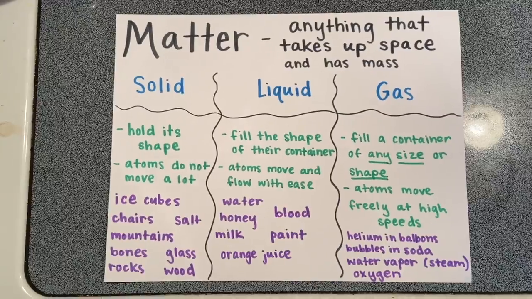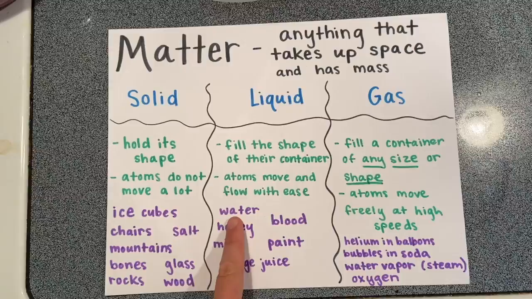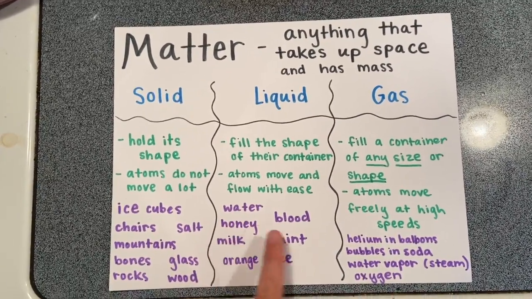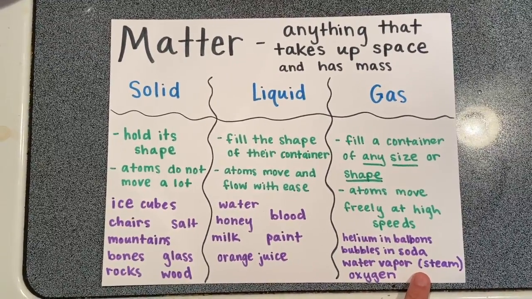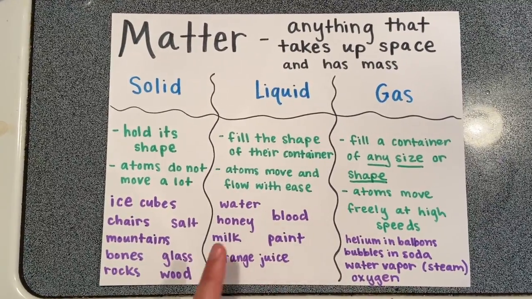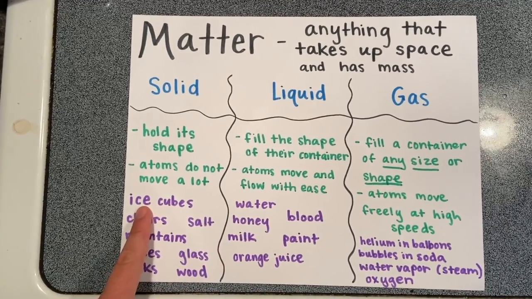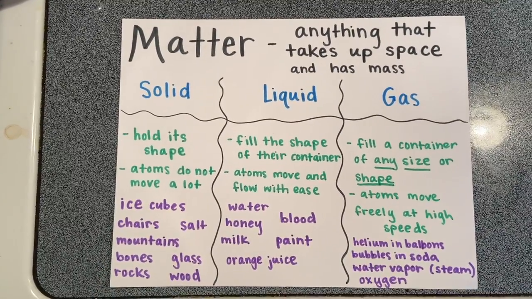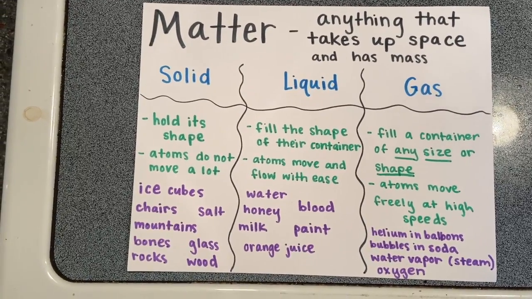So these are our three types of matter, and it's really important for us to know that these states of matter can change. So, for example, water is a liquid, but when you add heat to it, it becomes water vapor or steam. So the matter changes when you add heat. And then water can also become ice cubes when you freeze it or cool it.